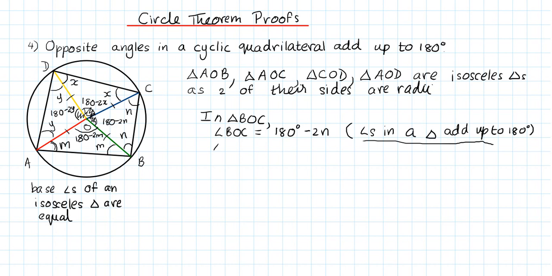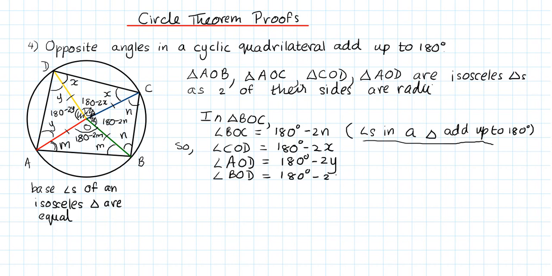So angle COD is equal to 180 minus 2x. Angle AOD is equal to 180 minus 2y. The last one, angle BOD, is equal to 180 minus 2m. Now if we look at these four angles together, they are angles around a point.